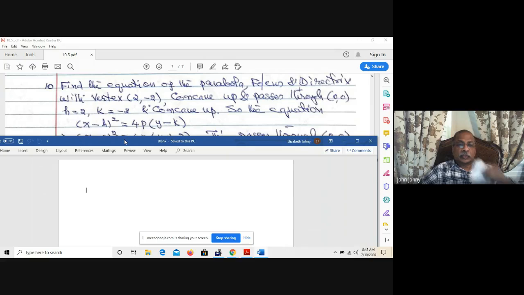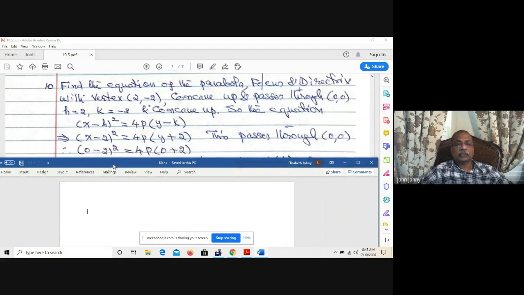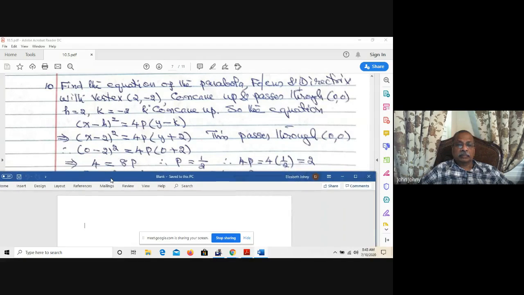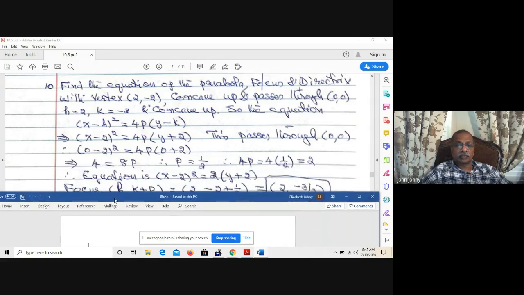And so that is (x − 2)² = 4p(y + 2). This parabola passes through (0, 0). So when you replace x by 0, you must replace y by 0. That means (0 − 2)² = 4p(0 + 2), that is 4 = 8p, so p = 1/2. Therefore, 4p = 4 times 1/2, that is 2.